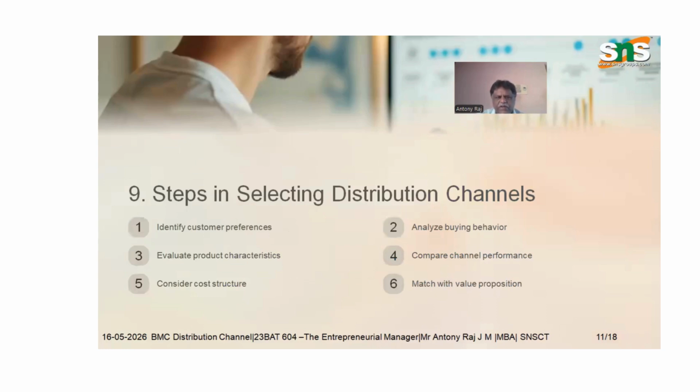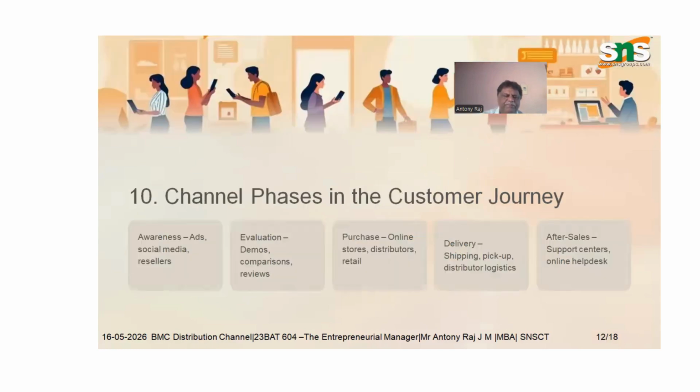What are the steps in the selection of a distribution channel? Identify the customer preferences, analyze the buying behavior, evaluate the characteristics of the product, compare the channel performance, consider the cost structure, and match with the value. Channel phases in the customer journey: awareness through ads, social media and resellers; evaluation through demos, comparisons and reviews; purchase through online stores, distributors and retail; and then delivery, shipping, picking up, and after-sales.